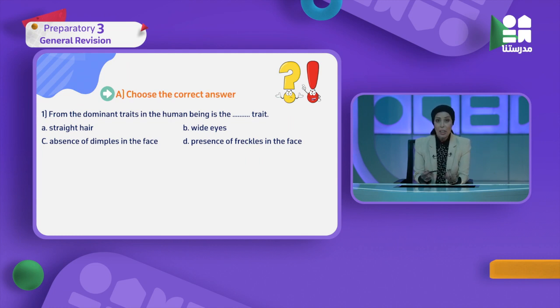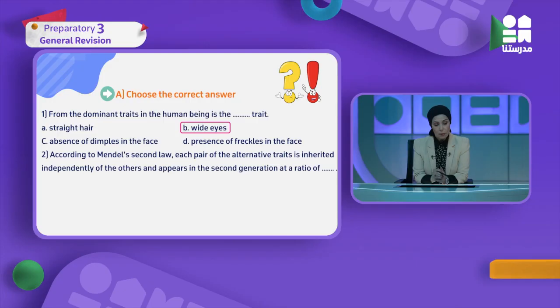هنبص هنا هنلاقي straight hair وال absence of dimples and presence of freckles, all of them are recessive traits. So the only one dominant trait here is the wide eyes, so I have to choose the wide eyes. So as I said, a table of the dominant and recessive traits either in the human or in the plant, اللي هو البي plant, is very important to know quite well.